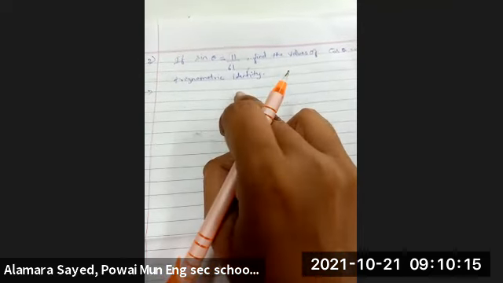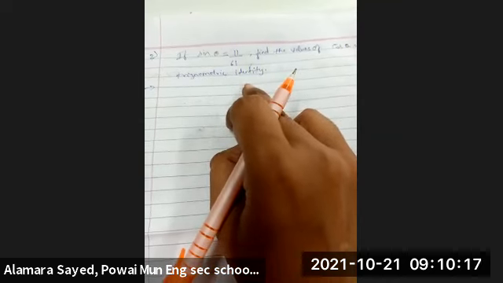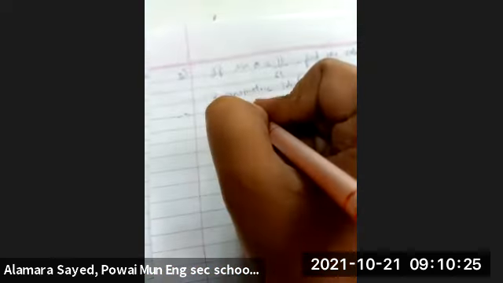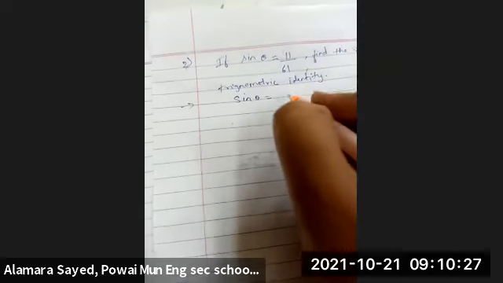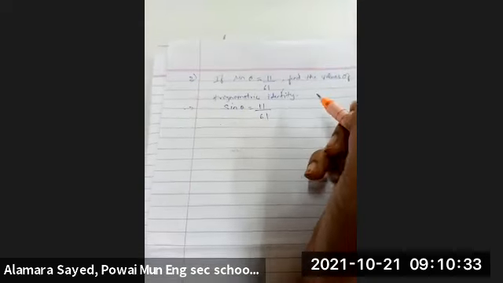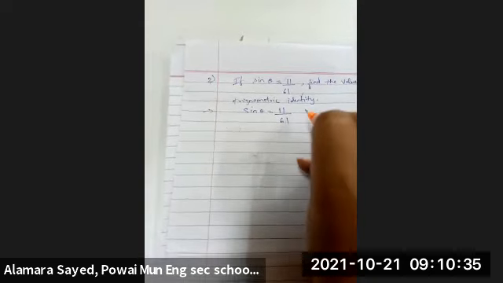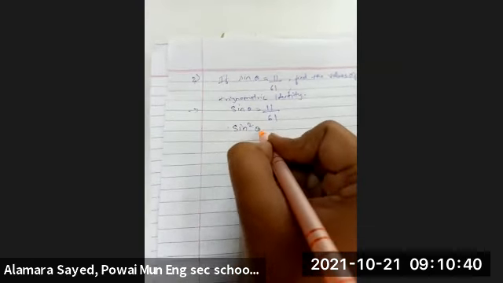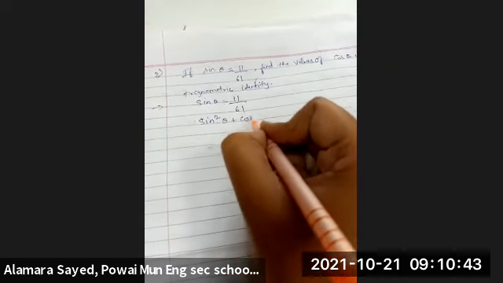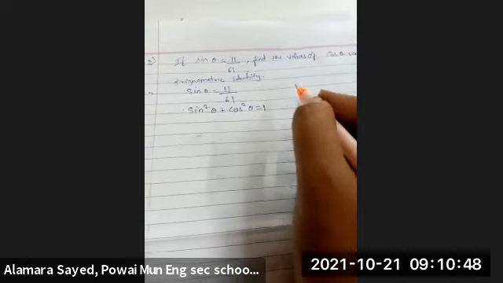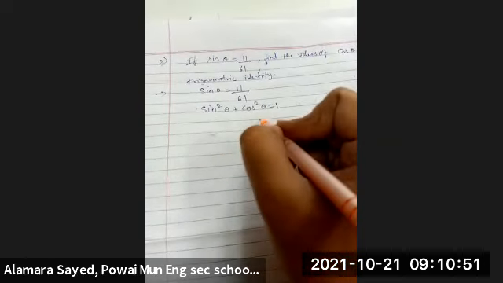For solving by the trigonometric identity method, we will have to see where sine and cos both are used. First, you will write the value of sine theta, which is equal to 11 upon 61. This is given. So now what you have to do is sine square theta plus cos square theta is equal to 1. This identity you might be knowing.